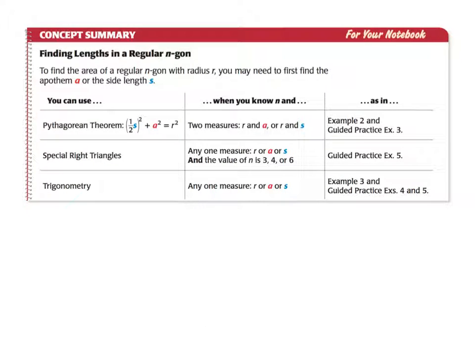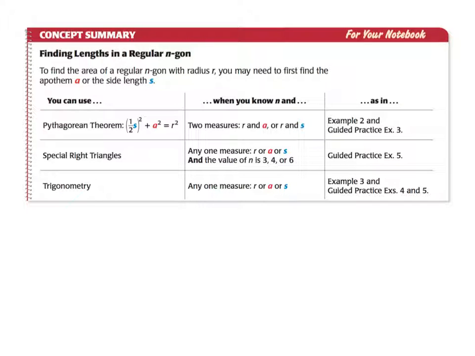Let's wrap this very complicated section up with a concept summary. Finding lengths in a regular n-gon. To find the area of a regular n-gon with radius r, you may need to first find the apothem, like we were doing, or the side length s. So here's what you have to use. You can use the Pythagorean theorem when you know n, the number of sides, and two measures, either the radius and the apothem or the radius and a side length.